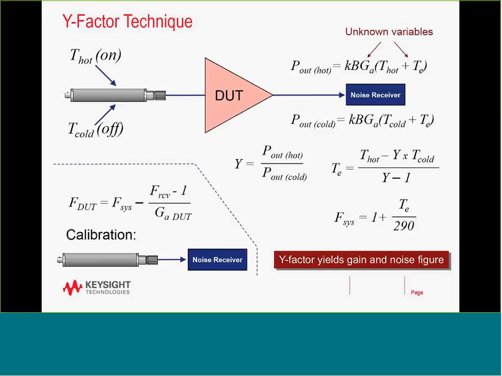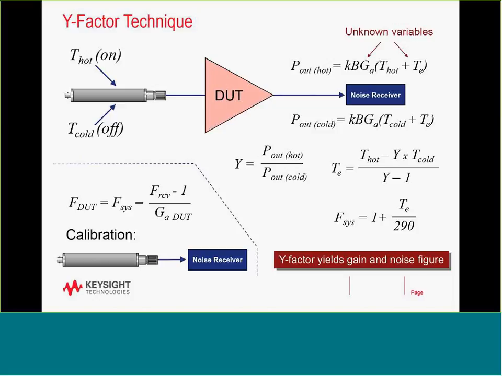Gain is basically the gain, and in our case here it is unknown, and the excess temperature generated by the device under test is also unknown. So both of those, the gain and the temperature of the device, have to be calculated from the measured results.